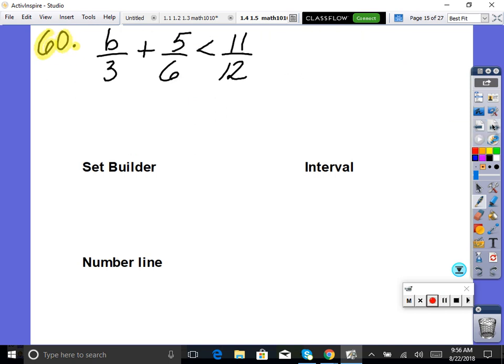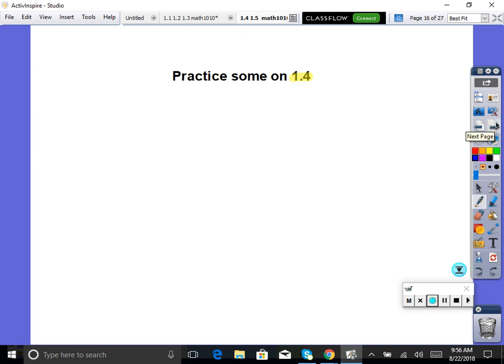Okay, I think we get the picture. How about you guys? You think you get the picture? Ready to practice on your own? Okay, I want you to practice on your own. Do some on 1.4. Go do some of the hard ones.